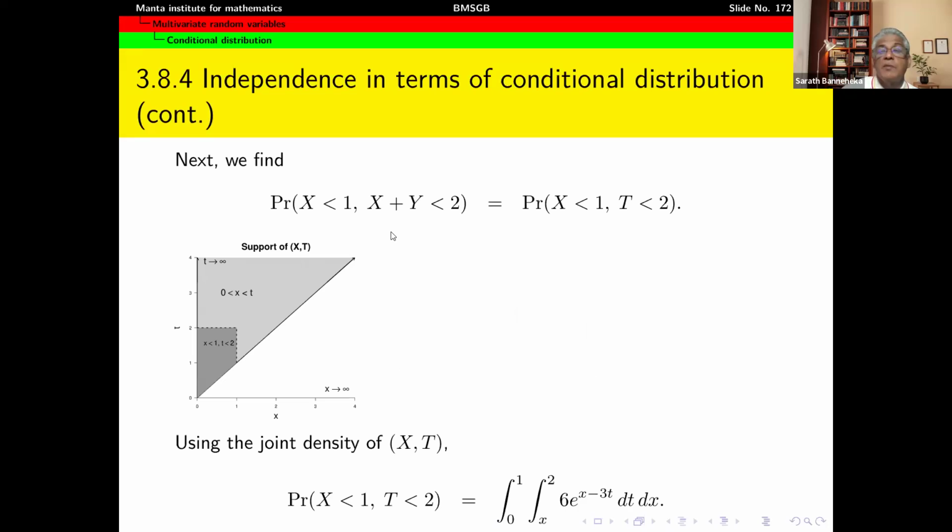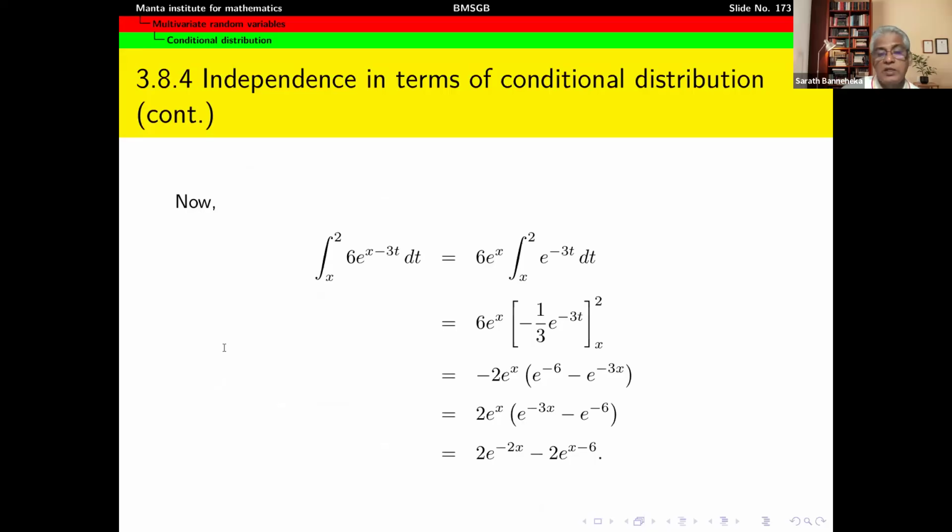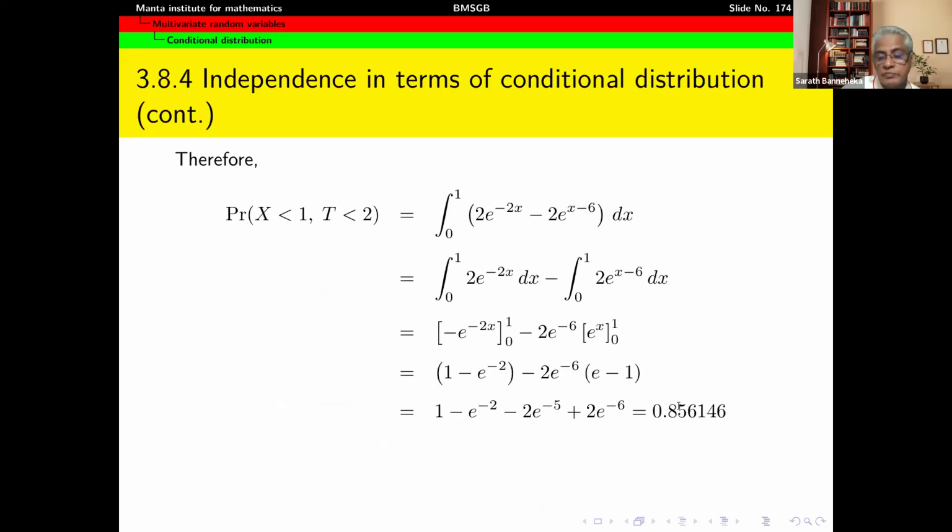You can see that even though the full support goes up to infinity with respect to t and x, most of the probability is actually concentrated around this corner here. That's why the probability that the random point is in this particular subset is very high, like 0.85. Practically, we can say that the probability that the product will be produced in less than 1 unit of time, and will reach the customer in less than 2 units of time, is very high in this case.